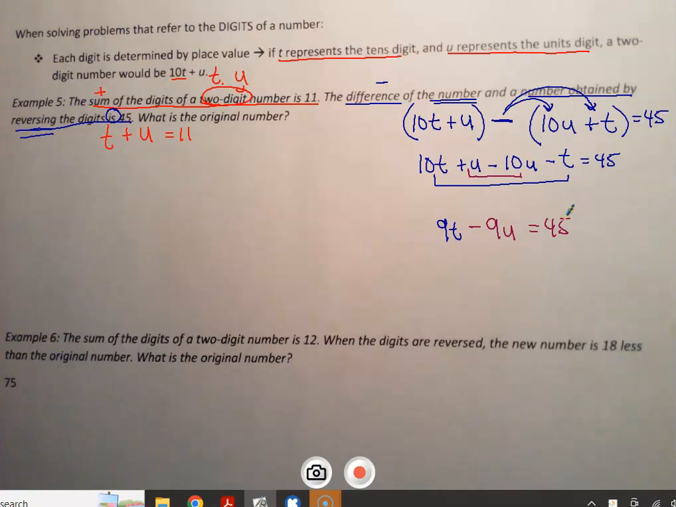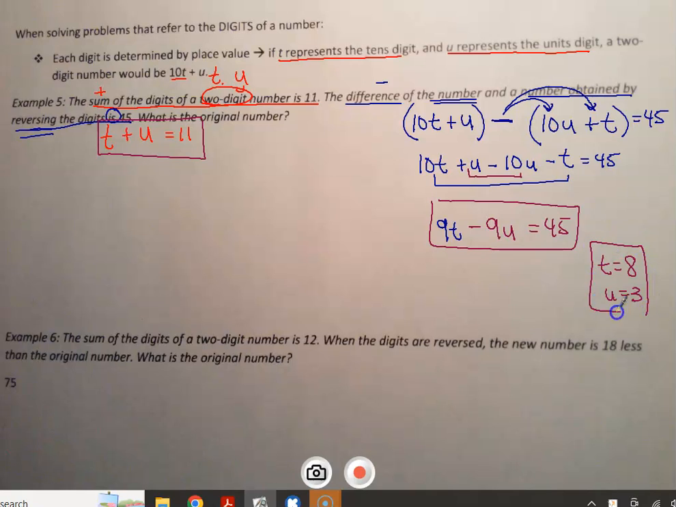So you can use substitution or elimination, but those are your two equations to use in your system. Okay, so you can use either method to solve those, and when you solve them, you should get that t equals 8 and u equals 3 for that.